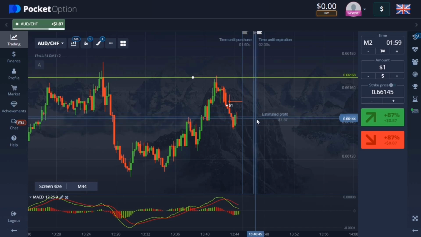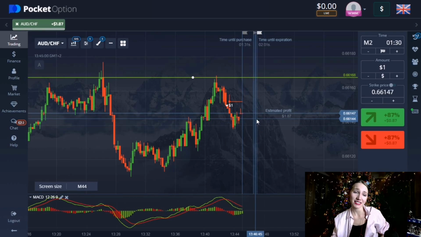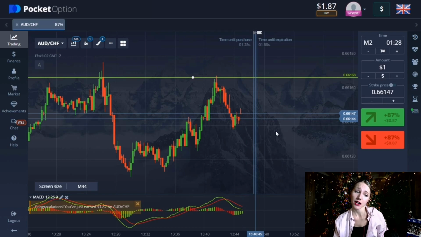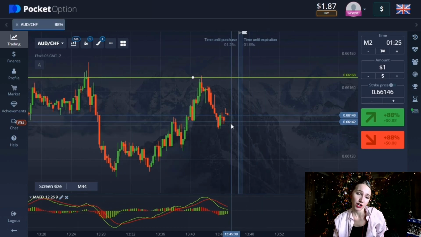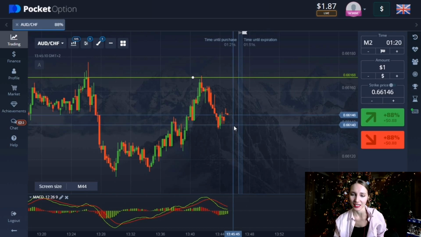Well guys, it's excellent. As you can see, the pullback continued and we're getting our profit. So the indicator showed us a very good entry point. We need to continue and find something interesting.